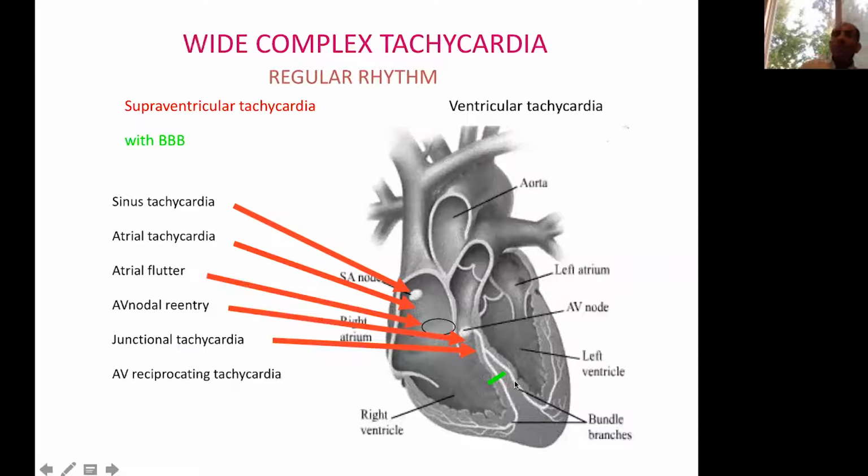So when we see a wide complex beat, we really have to prove whether it is ventricular tachycardia or supraventricular tachycardia with a bundle branch block. It's a block, and this is also referred to as aberrancy. Supraventricular tachycardia with aberrancy.